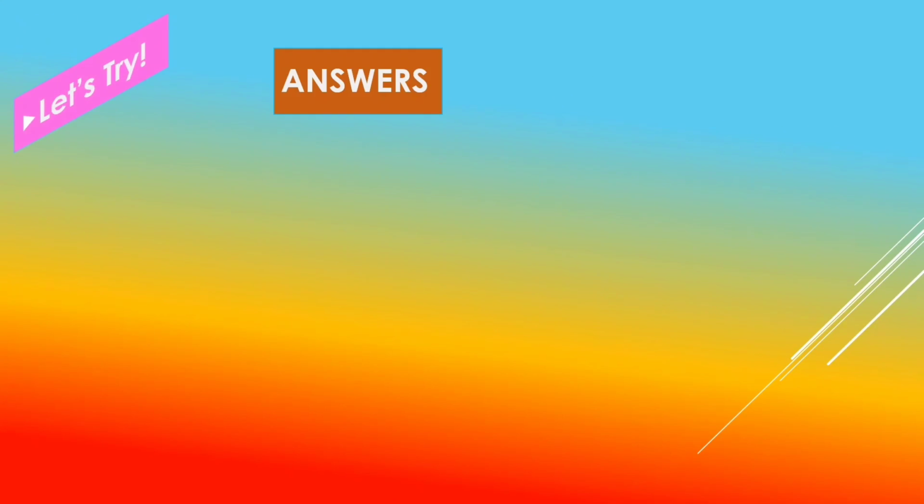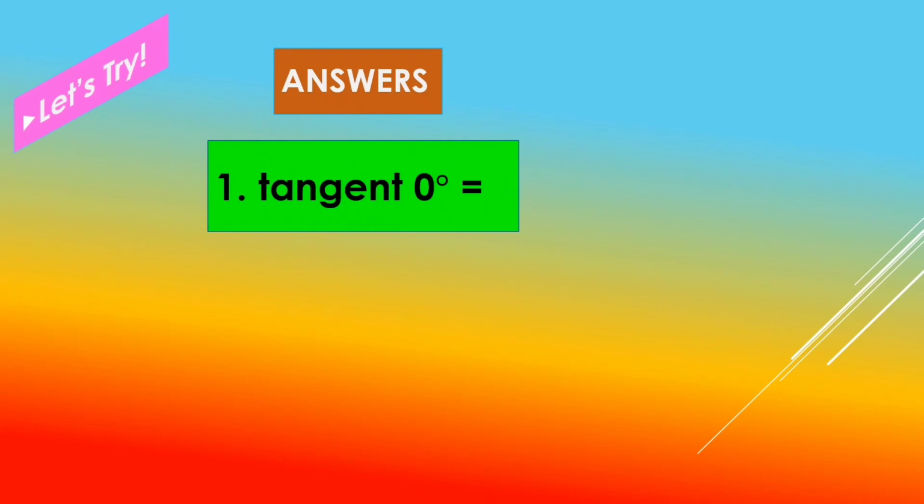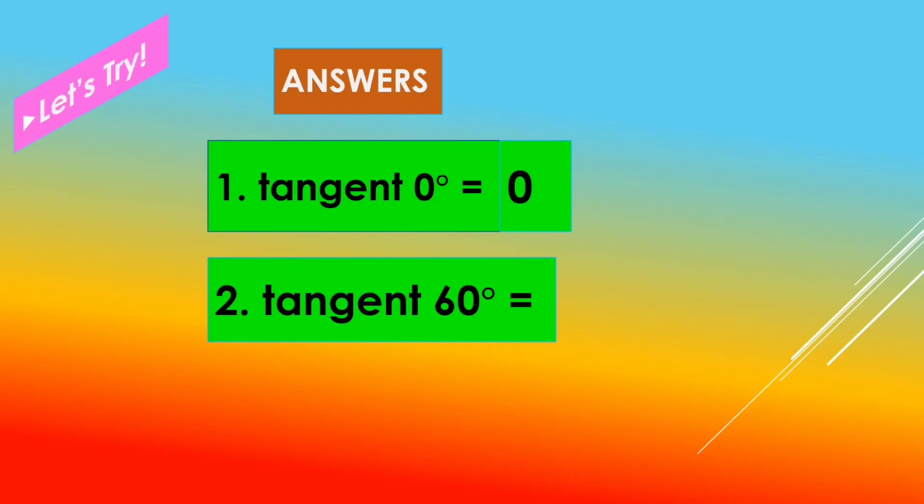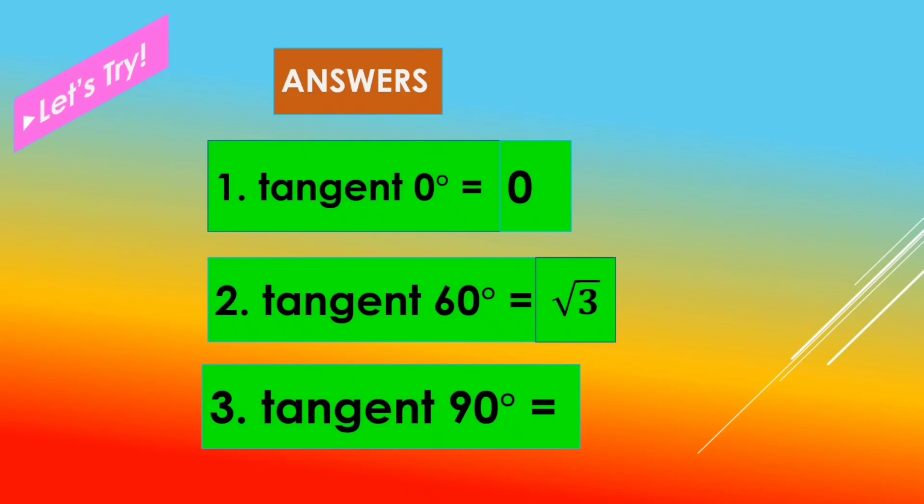Let's have the answers. Number 1, tangent 0 degrees is equal to 0. Number 2, tangent 60 degrees is equal to square root of 3. Number 3, tangent 90 degrees is equal to undefined.